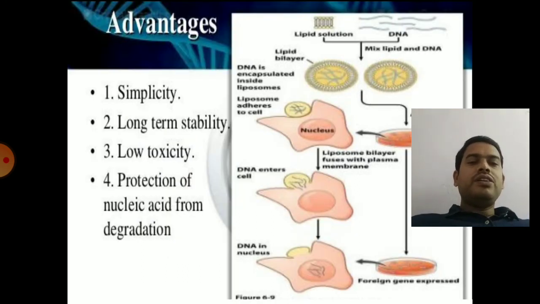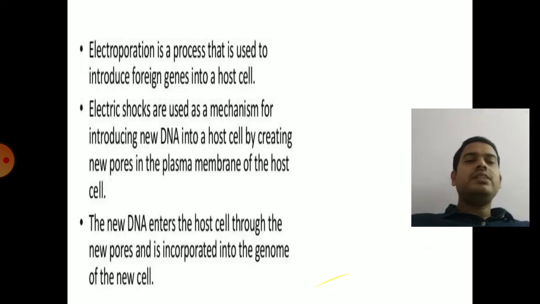So the main advantage of these liposomes is it is very simple. Just mix your DNA to be transferred with liposomes and then incubate with your plant or animal or bacterial cell. So that simple it is. Long term stability and the toxicity is very less. And you can also prevent the degradation of nucleic acid, which I have mentioned in the previous slide. So these are the advantages of the liposome mediated gene transfer. So the next one is electroporation.